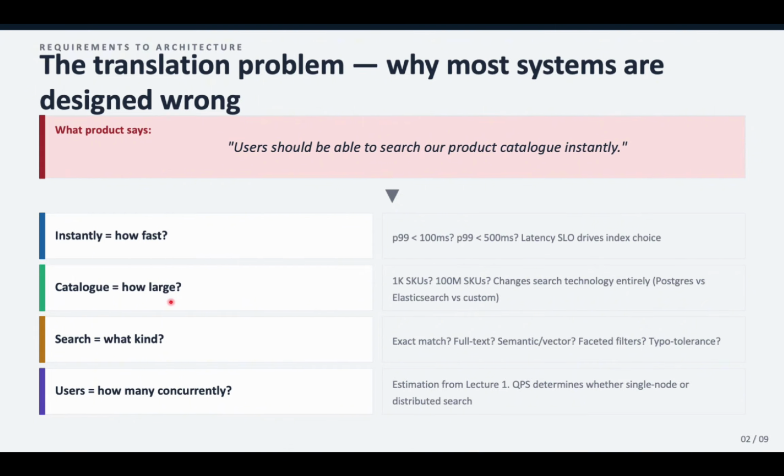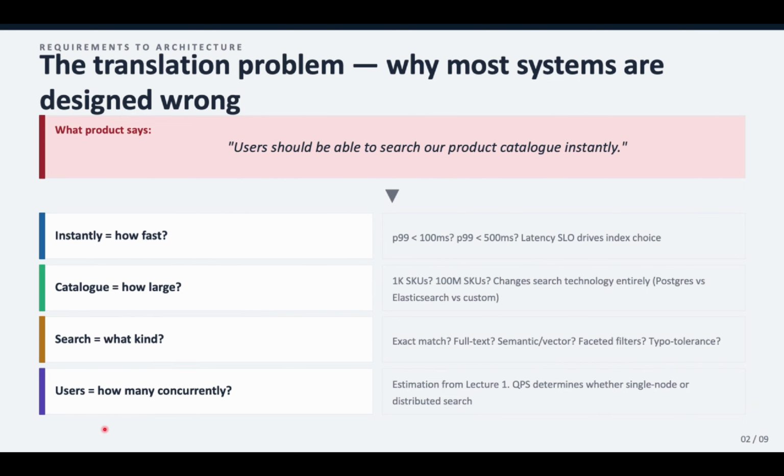Then we have question number 3, and that is, what kind of search? Does the user type exact product names, or do they type partial words and expect results to match? Do they need filters by price, by category, by rating, and do they expect typo tolerance? Each one of those is a different algorithm with different infrastructure requirements.